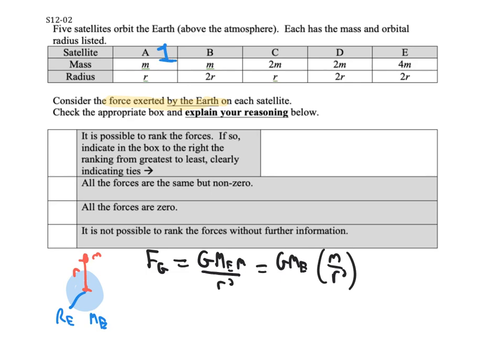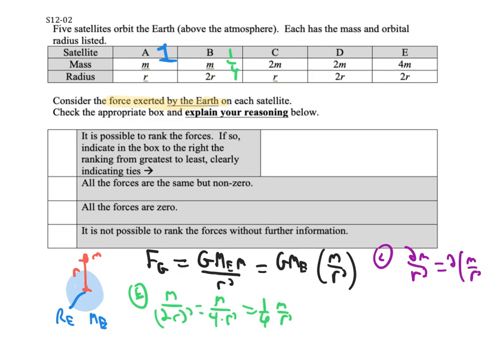When we have case B, we have instead m over (2r) squared, which is m over 4 times r squared, which is 1/4 what we have for A. For object C, we have the same kind of thinking, but now we're going to have 2m over a single r squared, which is twice what we had in A. So we get a 2 here.